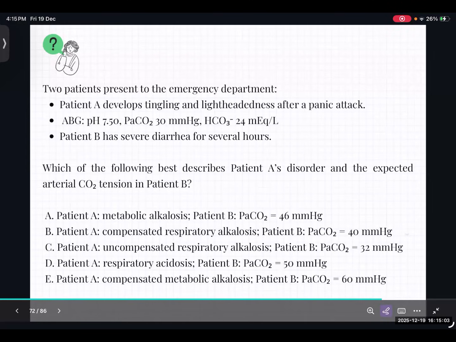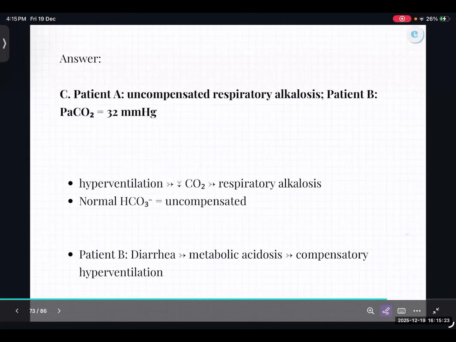Any other guesses or answers? Okay, perfect. You guys are all on track. Perfect. It is indeed C.